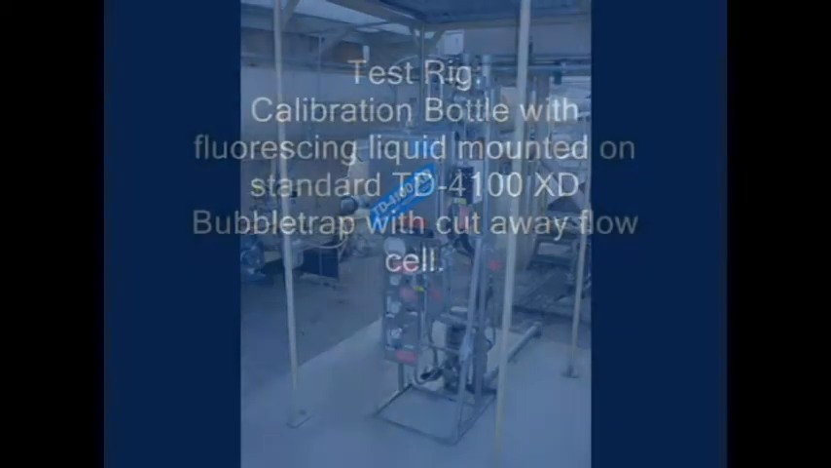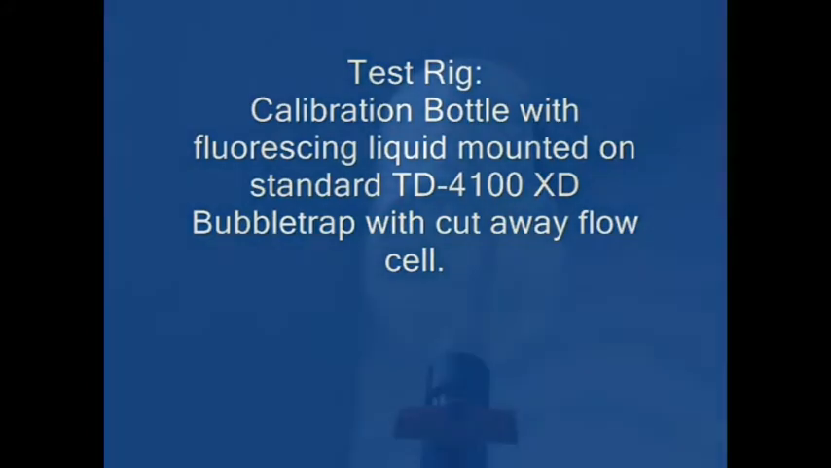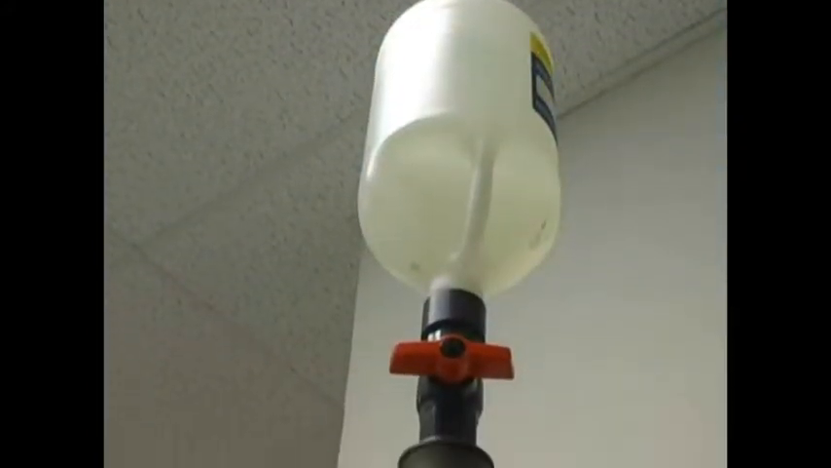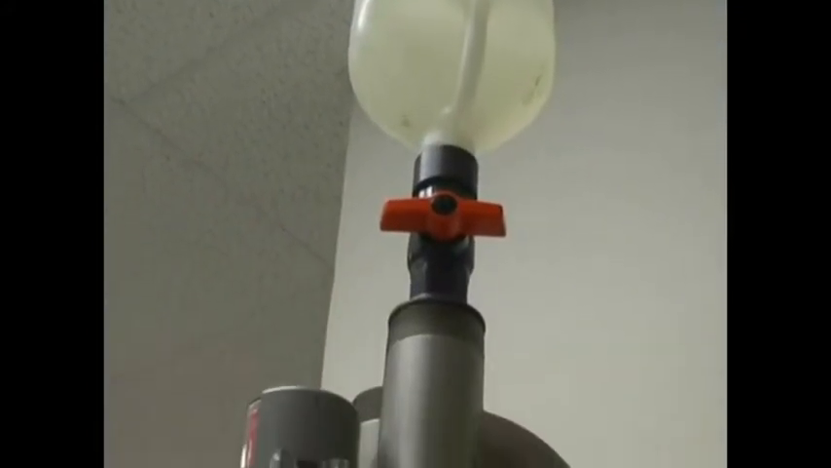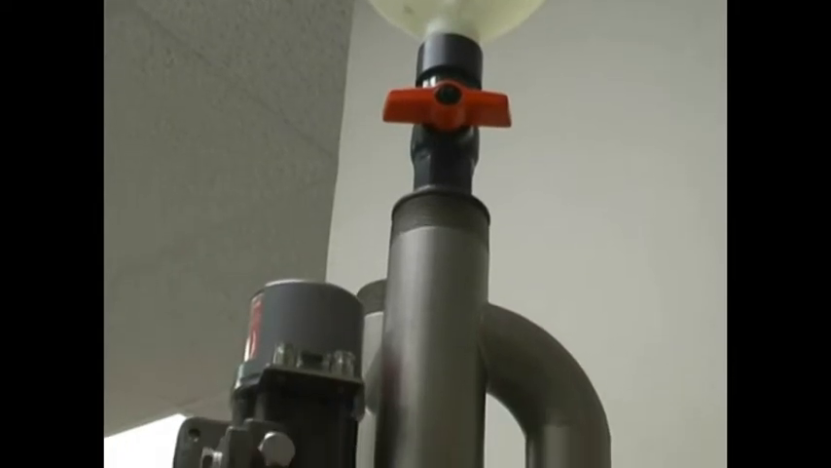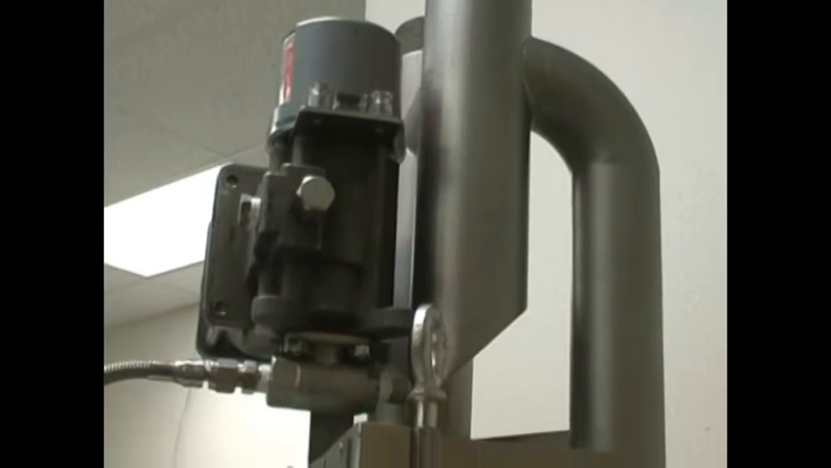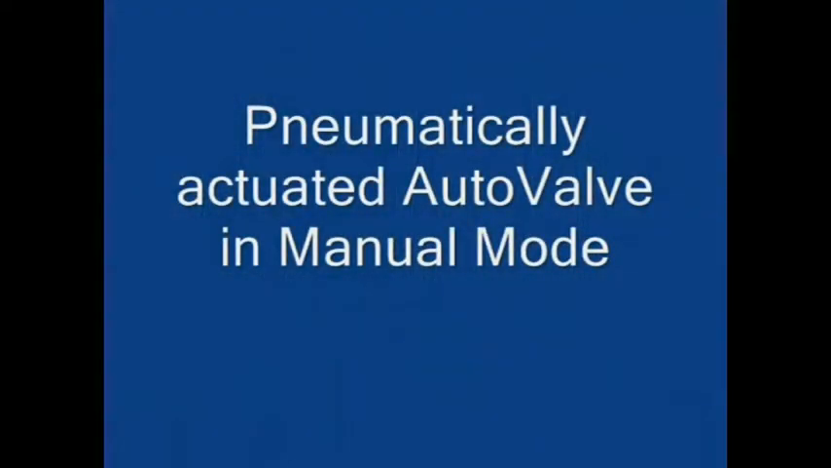To illustrate the benefits of the bubble trap and the auto valve, our test rig uses a standard calibration bottle filled with a fluorescing fluid. The water flows down through the bubble trap the same as in a live process. We will use the pneumatically actuated auto valve in the manual mode.